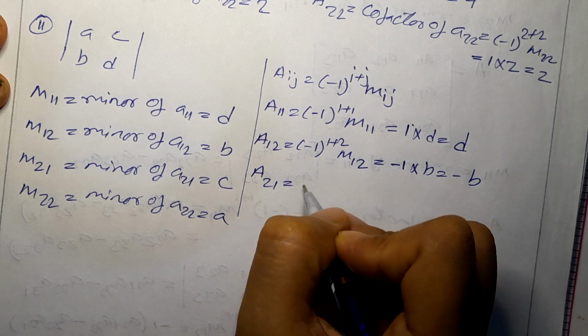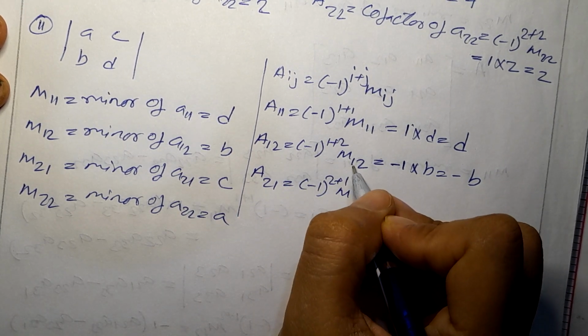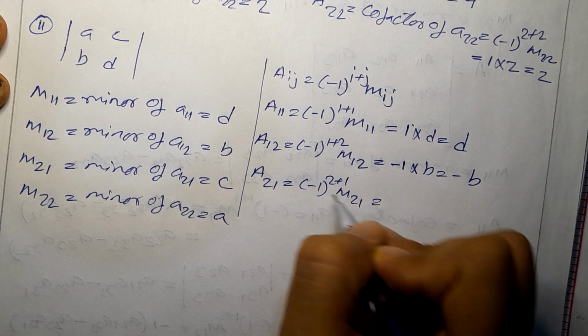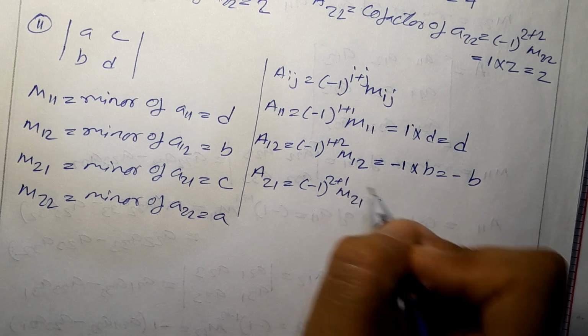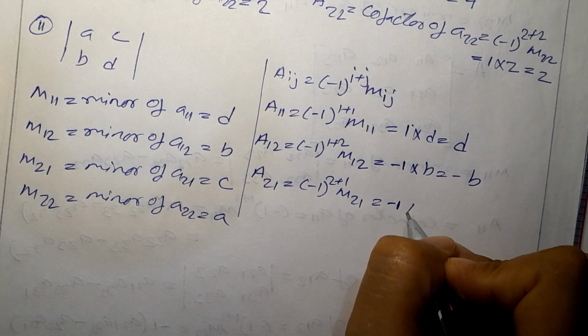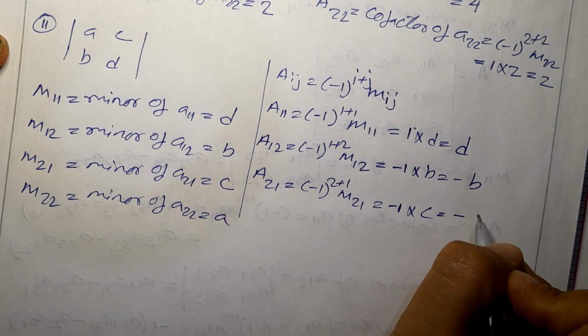A21 is minus 1 power 2 plus 1 times M21. So will it be positive or negative? The power is even or odd? It is odd, so it will give negative. So minus 1 into M21. M21 is c, so it will be minus c.